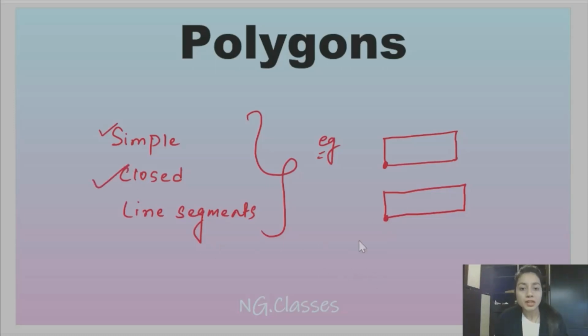Now what about line segments? Whether I have used just line segments or not? Yes, I have used just line segments. This one, this one, this one, and this one. Okay. So it's a polygon. What about this shape?